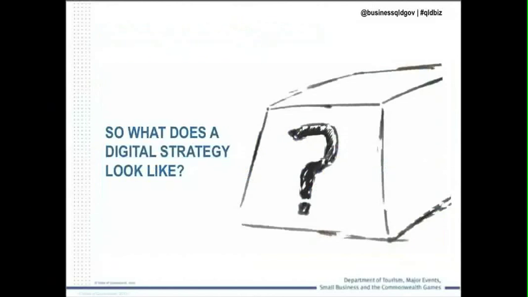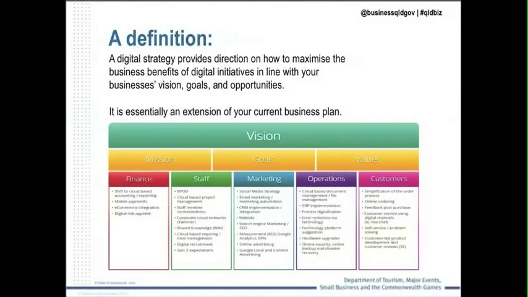So what does a digital strategy actually look like? Well, a digital strategy, by definition, is a strategy which provides direction on how to maximize the business benefits of digital initiatives in line with your business's vision, goals, and opportunities. It's essentially an extension of the business plan. So if you look at the graph just below there, you'll see that there's obviously the top layer, vision, mission, goals, values, and then the subsectors, finance, staff, marketing, operations, customers.